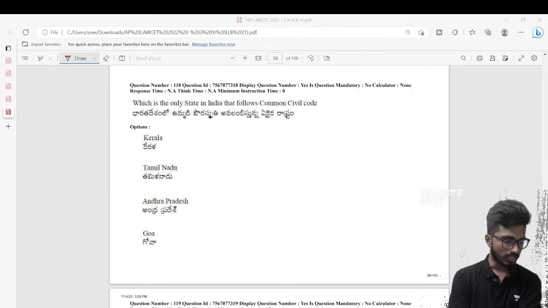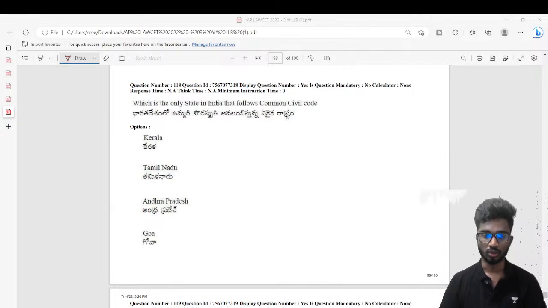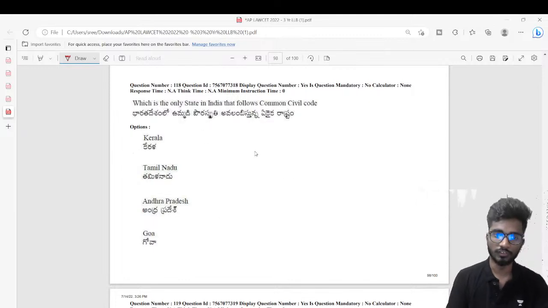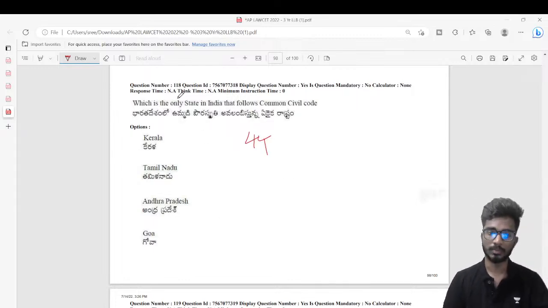Very good guys, excellent. Jeevana, Venu, Srikanth, Rahul, Madhu, Vijaya, Alpha, Trisha. Very good guys. So the answer is Goa. So Goa is the only state which has a uniform civil code. So the uniform civil code is mentioned under Article 44 of the Indian Constitution, which is the DPSP.